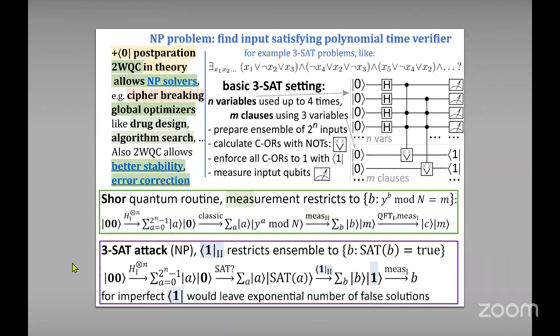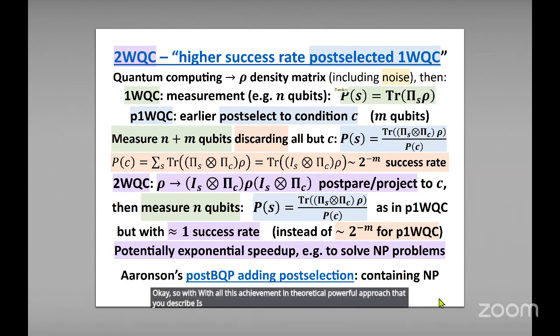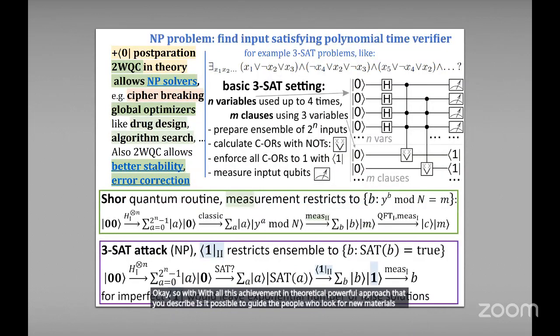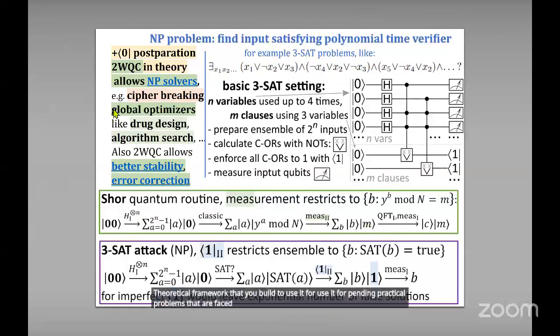Okay, so with all this achievement in the theoretical, powerful approach that you describe, is it possible to guide the people who look for new materials, or people who deal with a large population of cells in biology? I'm trying to take this amazing theoretical framework that you built and use it for pending practical problems that are faced by actually humanity.